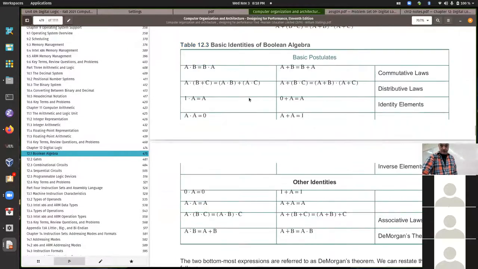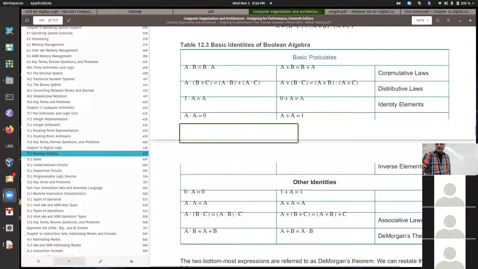If you go down to our textbook, we can look at our identities, like you might be familiar with from algebra, though it may have been a while for some people. Again, I'll give a simple one. You can always rearrange things, so things are commutative like they are in regular algebra. A and B is equivalent to B and A, so you can always put things around, and A or B, you can always commute those.